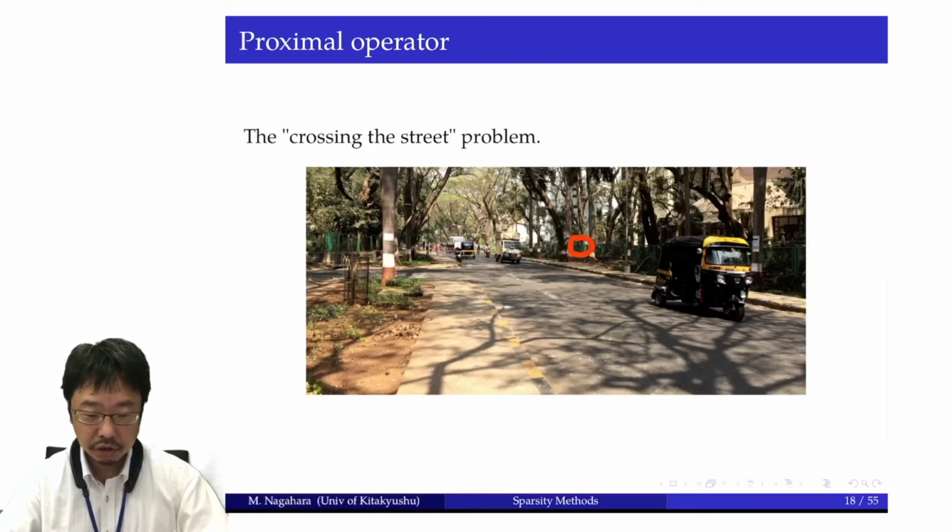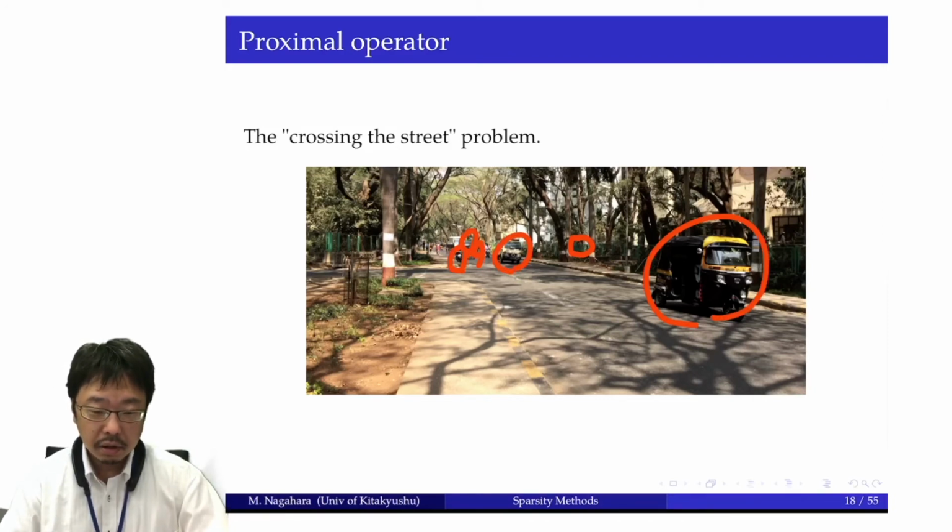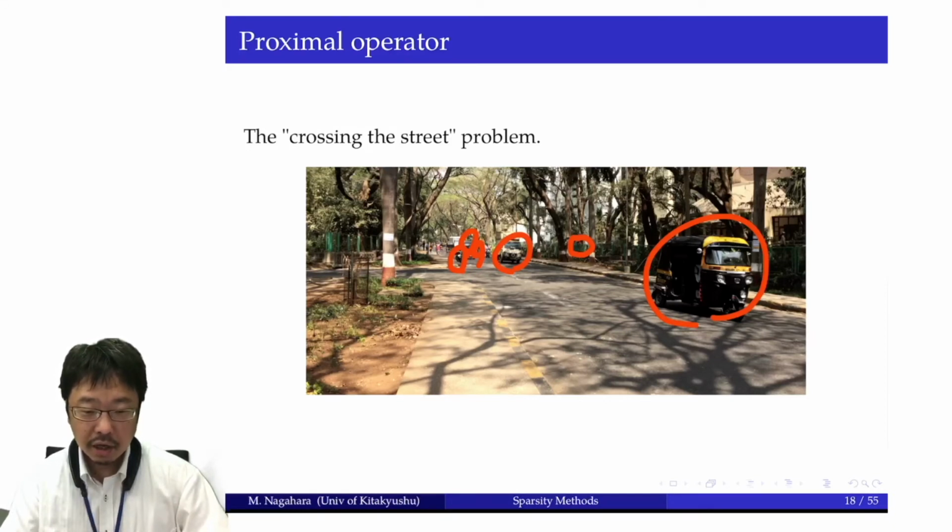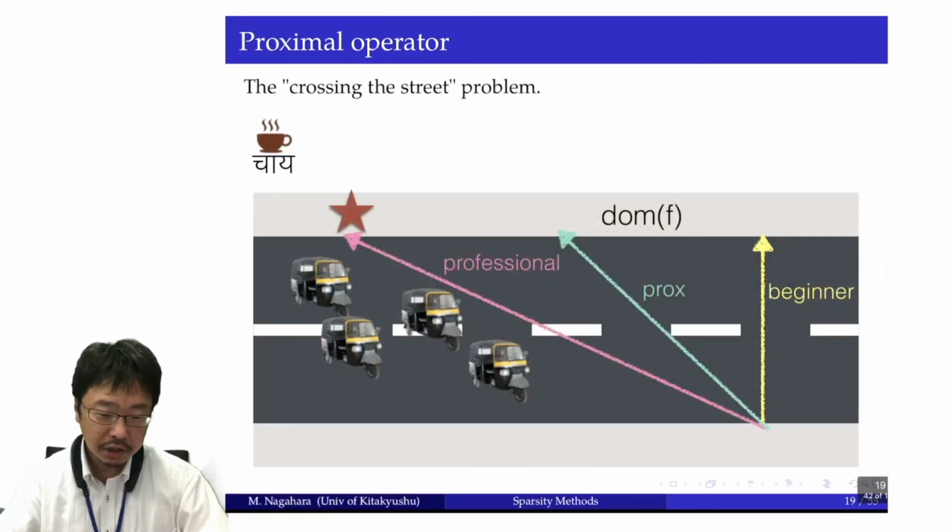But this street is very heavy. There are a lot of rickshaws, trucks, and motorbikes. This is the crossing the street problem in India. That is, if I cannot cross the heavy street, I cannot go anywhere. I illustrate the problem here.